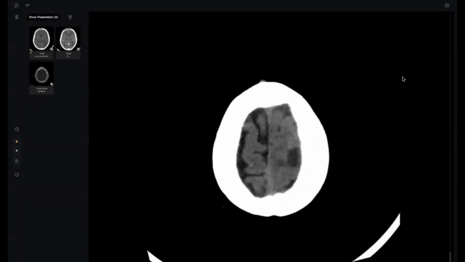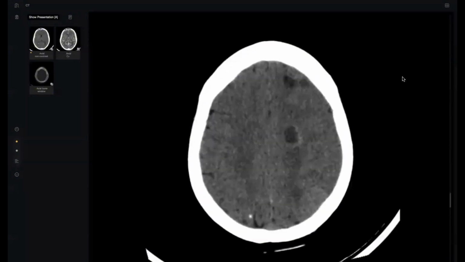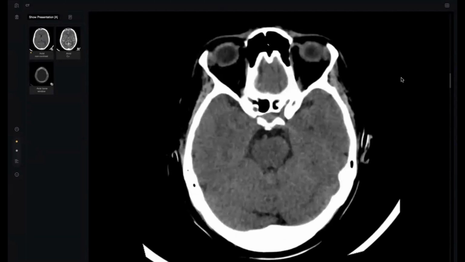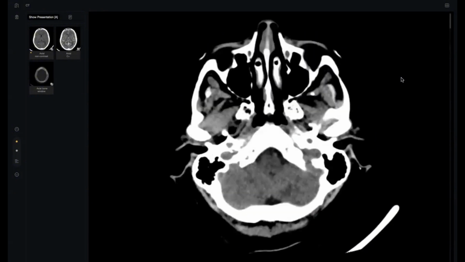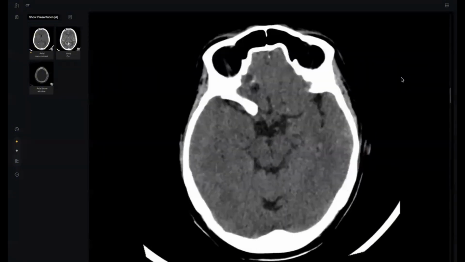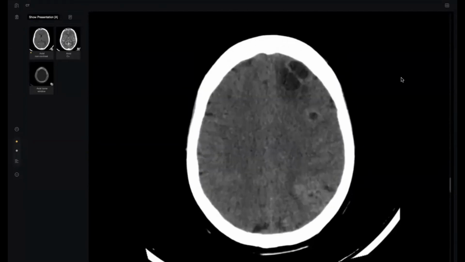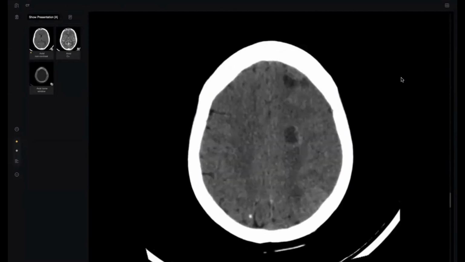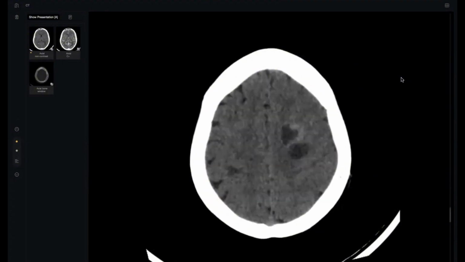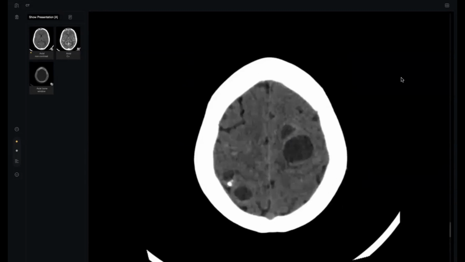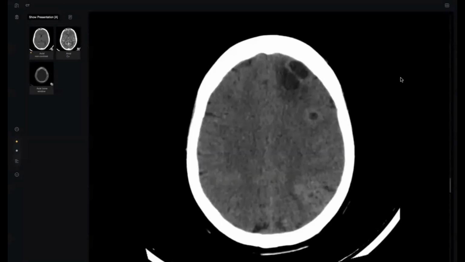The first striking abnormality that I can see is multiple rounded lesions of variable sizes and densities involving the brain, the suprasellar region, and also some in the infratentorial and supratentorial regions. They are surrounded by intense vasogenic edema. Some of them show a hyperdense periphery, and some show a few foci of calcium as well.